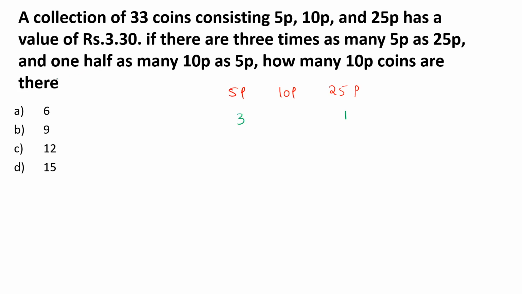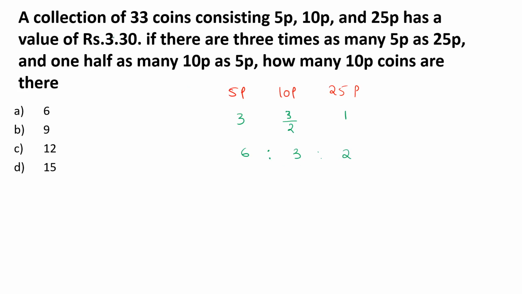And the next condition is one half as many 10 paisa as 5 paisa. The 10 paisa coins are nothing but one half of the 5 paisa coins. The 5 paisa coins are 3, then the 10 paisa coins would be one half of that, that is 3 by 2. If you simplify this ratio, it is going to be 6:3:2. 6:3:2 would be the ratio of the coins.